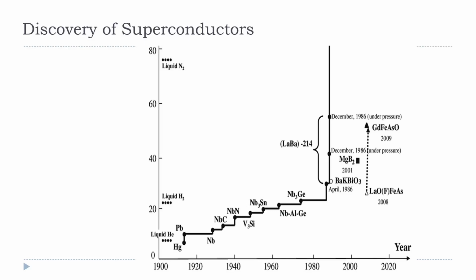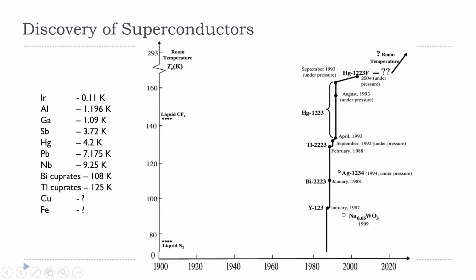Now, over the years from 1911 to the current year, there have been discoveries of several superconductors. It was not alone in the lower regime. Again, near 293 Kelvin, we have been trying to attain superconductors in recent years near room temperature. So here is listed a few of the metals and alloys in which we have been able to attain superconductivity.